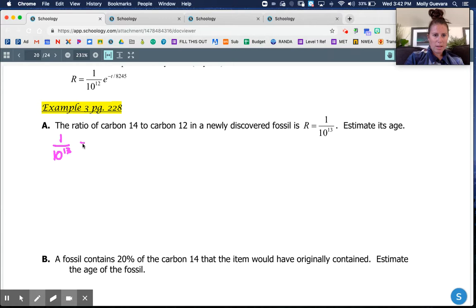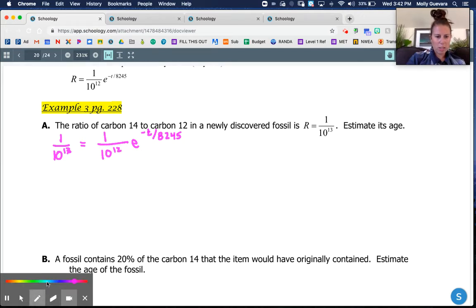So I'm going to take what R is equal to, and set it equal to 1 over 10 to the 12th e to the negative t over 8245. Okay. I don't really like these fractions going on, so let's get rid of this fraction. I'm going to multiply both sides by 10 to the 12th. I have to get that e by itself before I can take a log. So that's kind of what I'm doing here. And then these guys cancel.